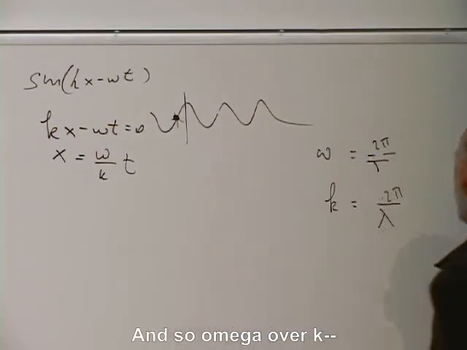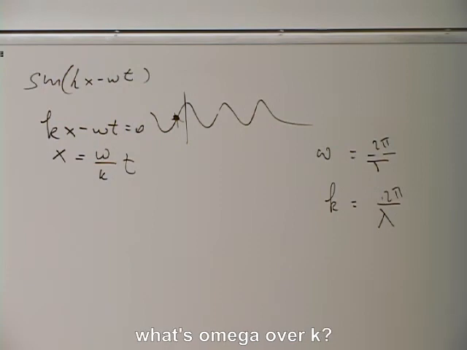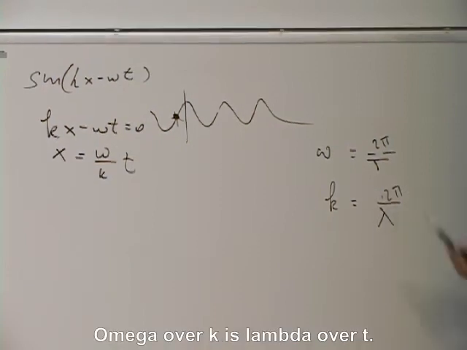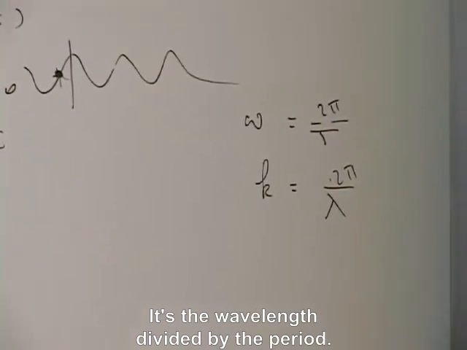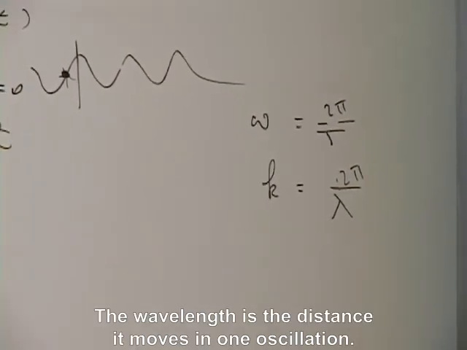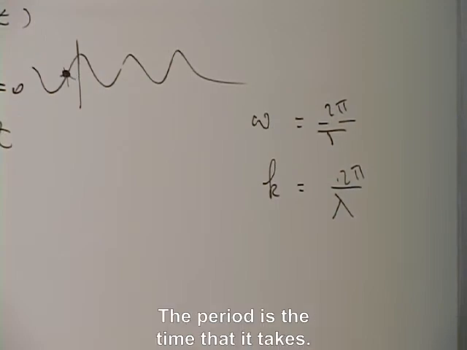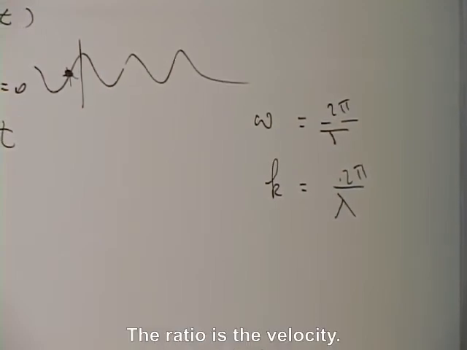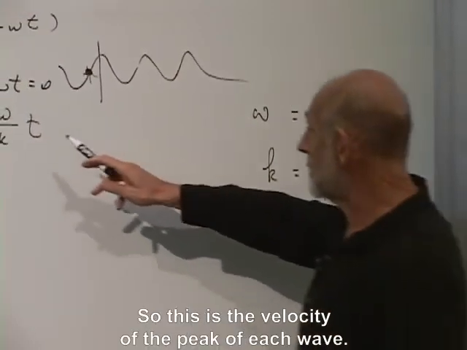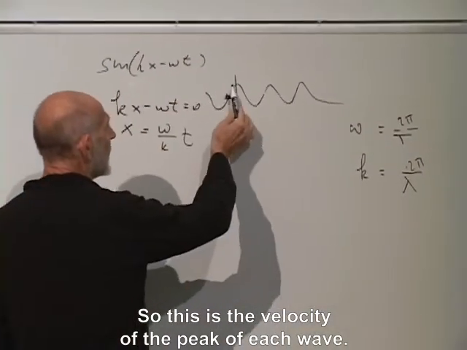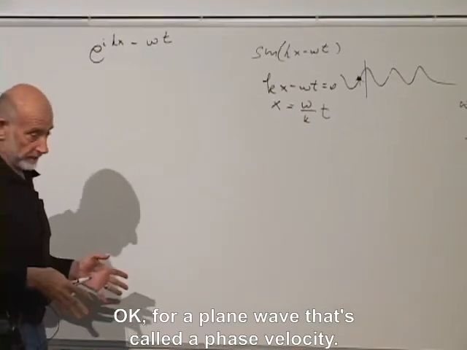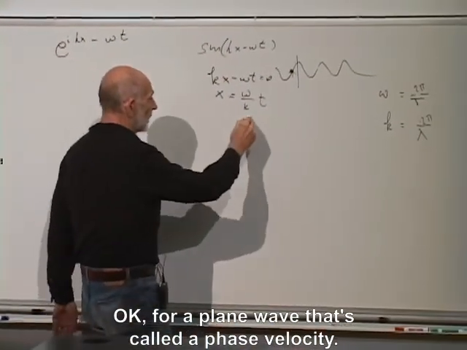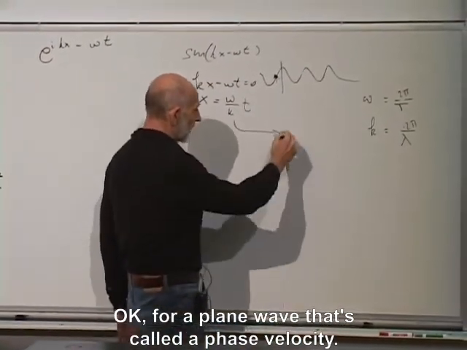And so omega over k, what's omega over k? Omega over k is lambda over T. It's the wavelength divided by the period. The wavelength is the distance it moves in one oscillation. The period is the time that it takes. The ratio is the velocity. So this is the velocity of the peak of each wave, for a plane wave. So that's called the phase velocity.